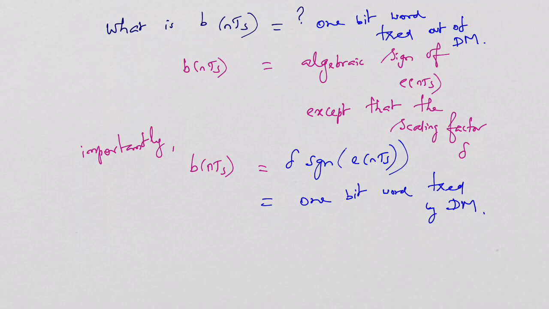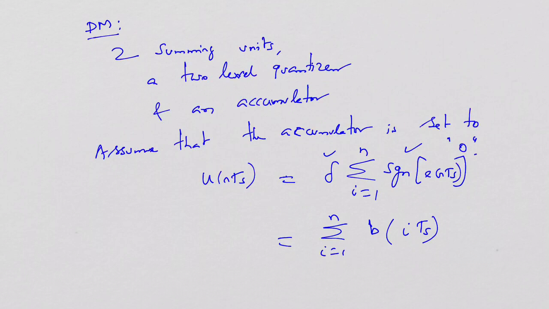What is b of nTs? b of nTs is a 1-bit word naturally transmitted out of delta modulation. b of nTs is the algebraic sign of e of nTs. What is e of nTs? e of nTs is the difference between the original and the predicted value, or the latest approximation to it. Except the scaling factor, b of nTs simply gives you only the algebraic sign. More importantly, b of nTs is equal to delta multiplied by sgn of e of nTs. A 1-bit code word is transmitted by delta modulation.